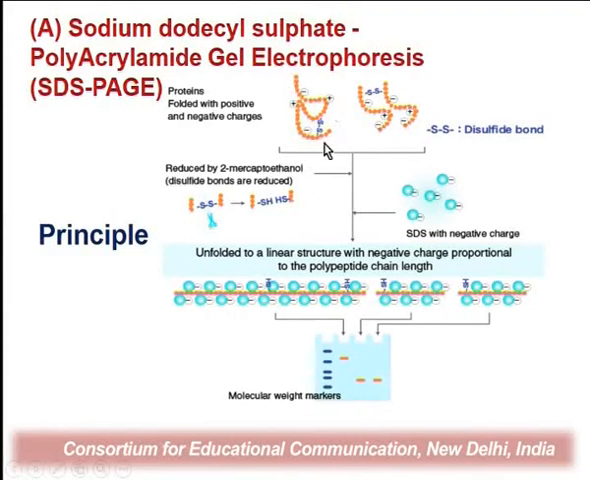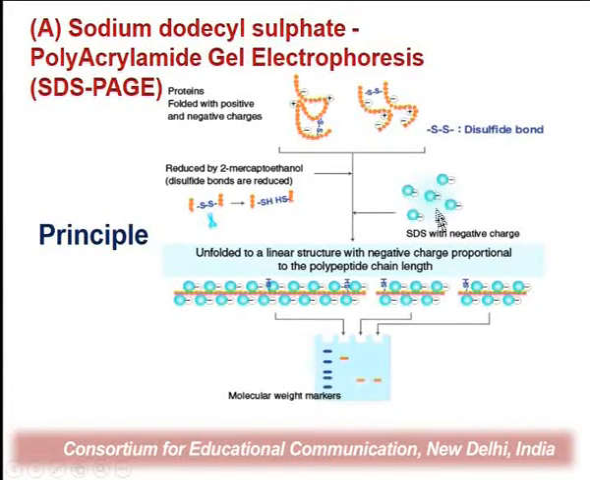Otherwise the net charge on a protein molecule can differ. One molecule can have a net positive charge depending upon how many amino acids containing positive charge are present, and similarly for the other protein. They can be negatively charged and they can be neutral also.